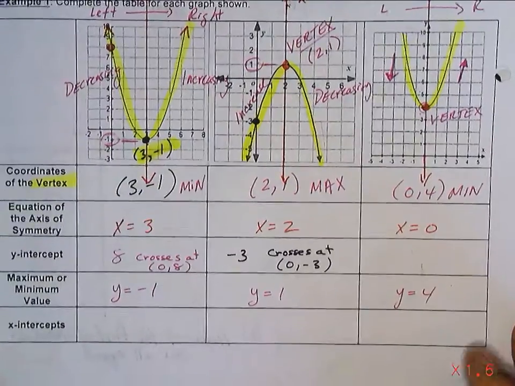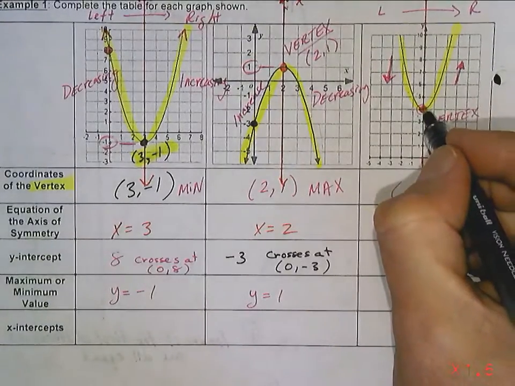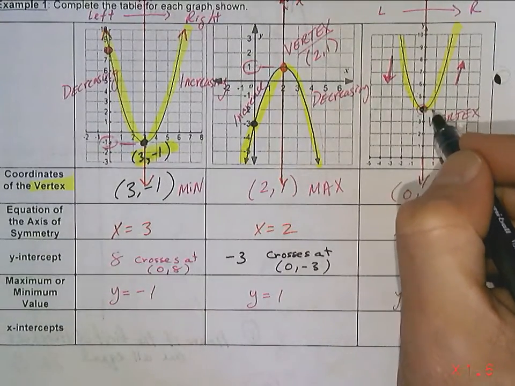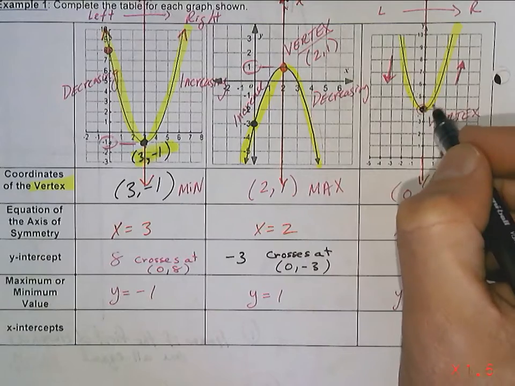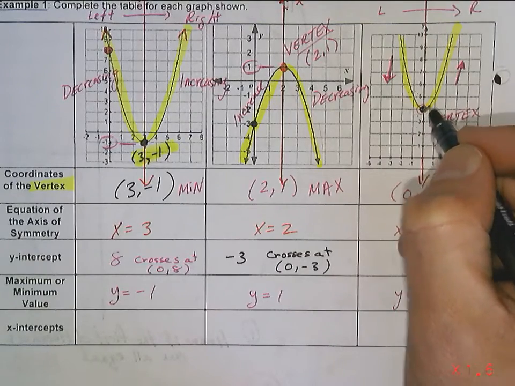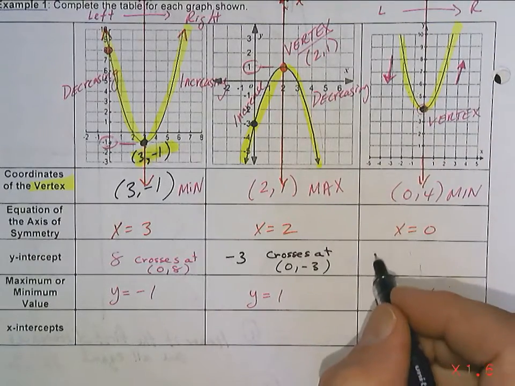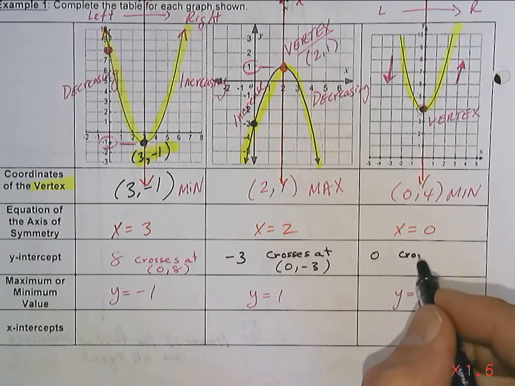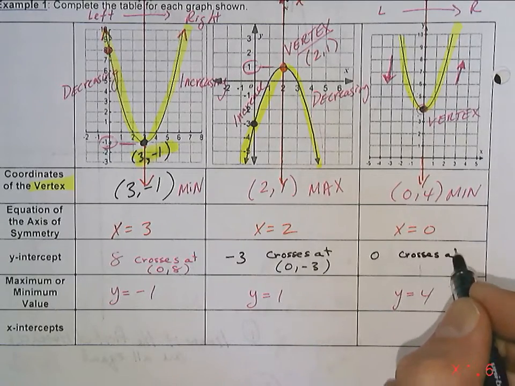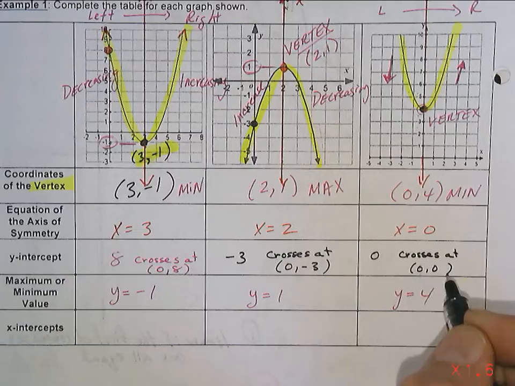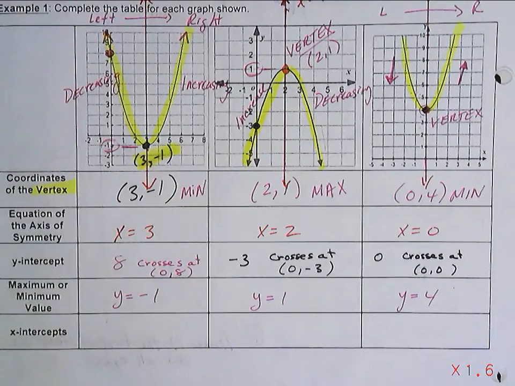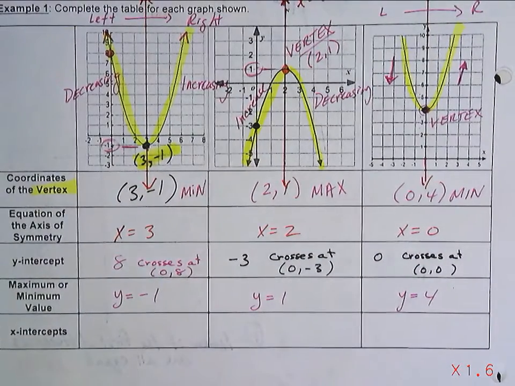And the last one, where's the y-intercept? Well, that's kind of neat. It's at the vertex. The vertex is actually where it crosses the y-axis. So this is at 0, which means that it crosses at 0, 0. So that is the y-intercept.